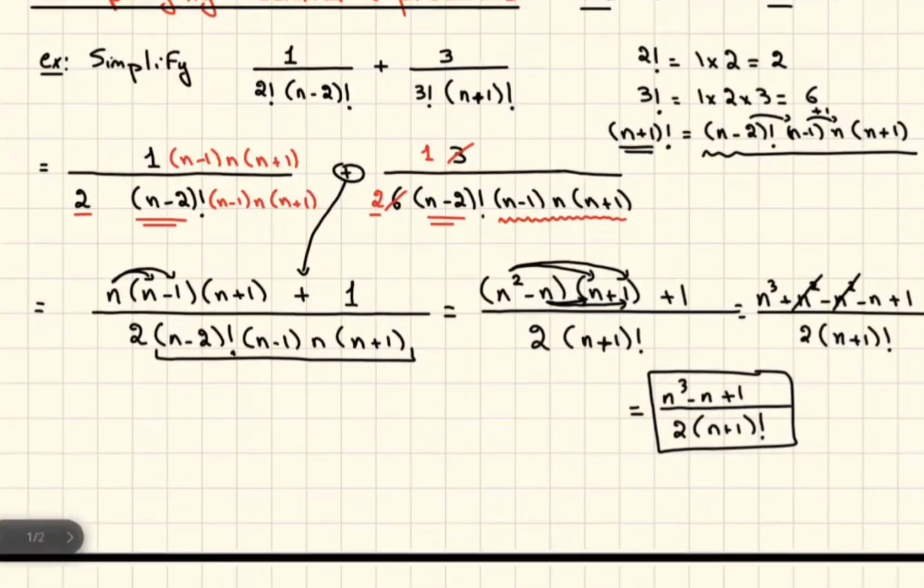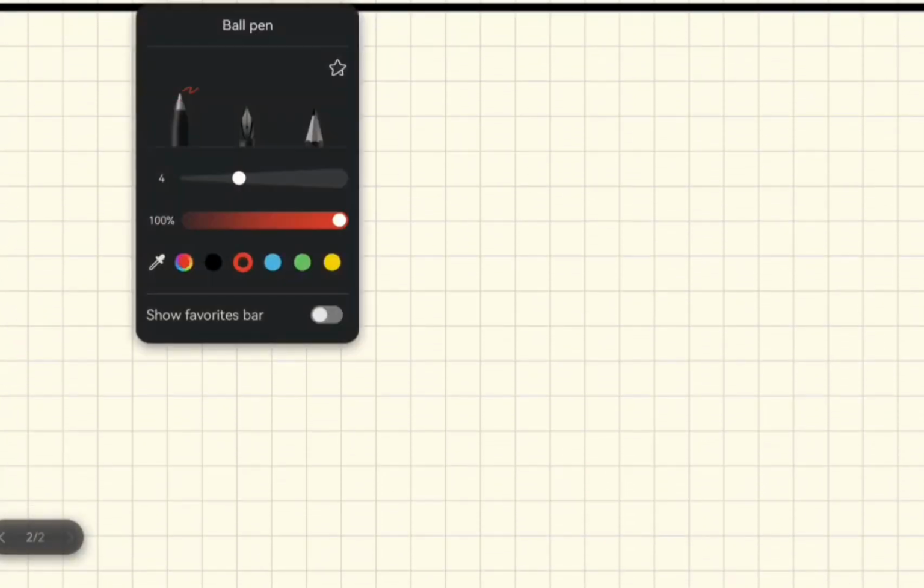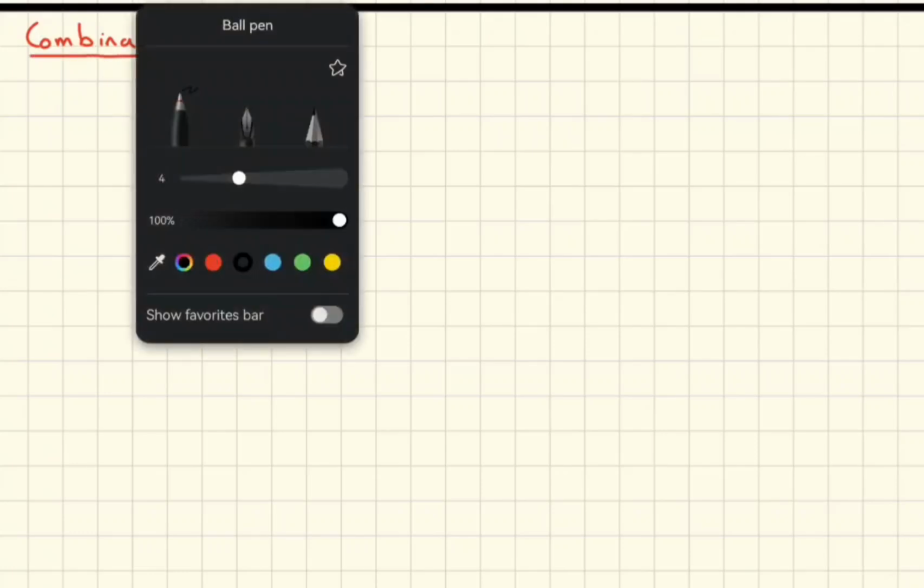Alright, now we're going to introduce something that is related to factorial notation, which is combinations. Talking about combinations, we need them for our lesson here, which is the binomial theorem. So how do we denote combinations?